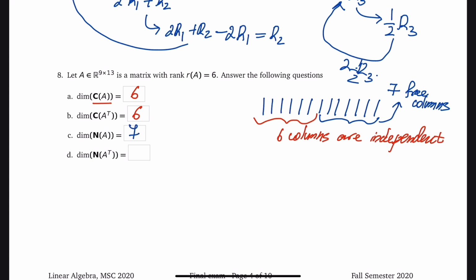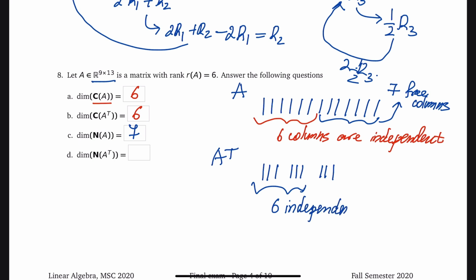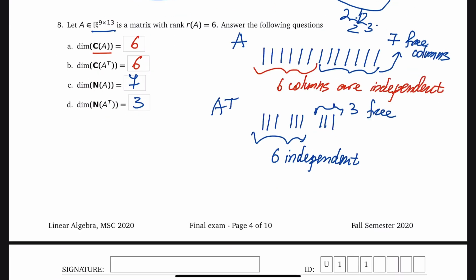And for the A transpose, if you transpose this matrix A, it's going to have 9 columns. And since the rank is still equal to 6, 6 columns are going to be still independent. And in this case, how many columns are free? There are going to be 3 columns which are free. So that's why the dimension of the null space of A transpose is going to be equal to 3. So we need to validate those numbers.